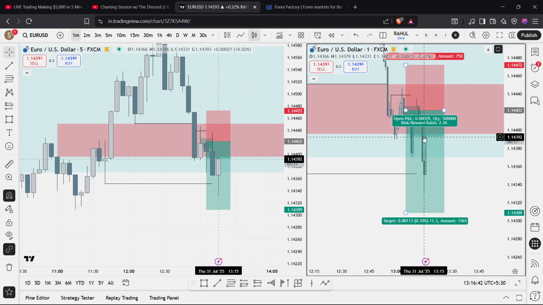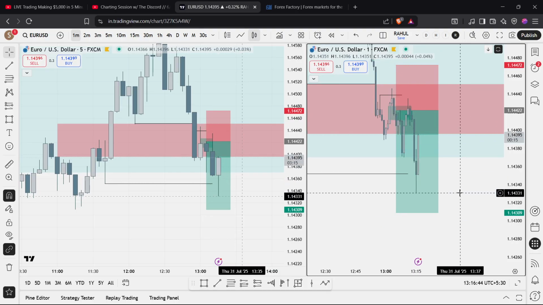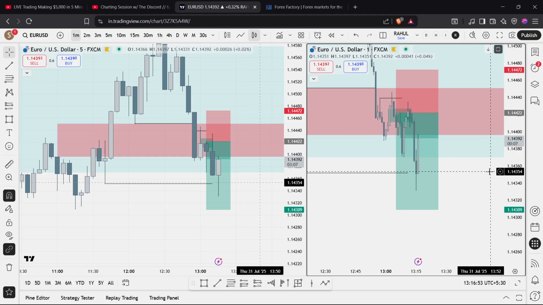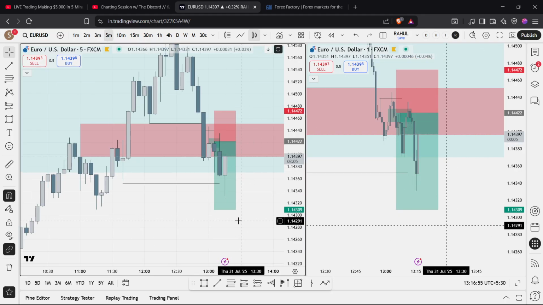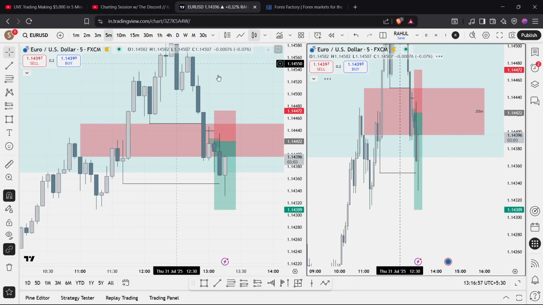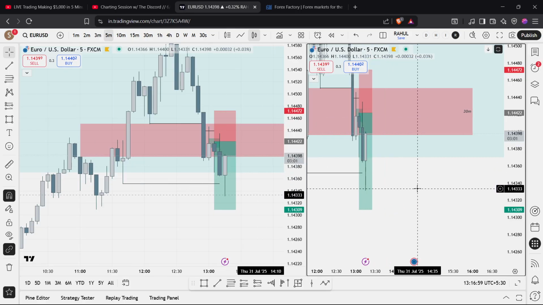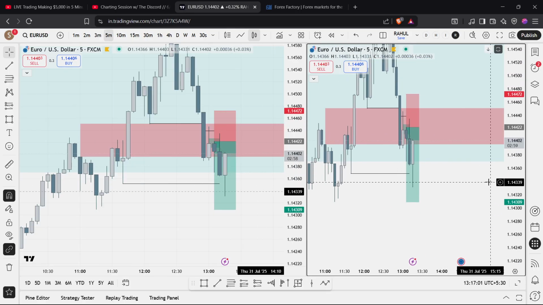Now let's see what happens. If this candle closes somewhat bullish, then we might have a problem, but there is no problem because I put my stop loss to break even. So yes, just observing as of now. 5 minutes also, I think it is going to stop me out. It is going to stop me out.